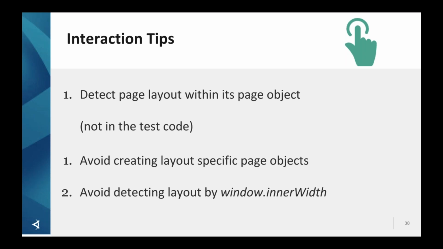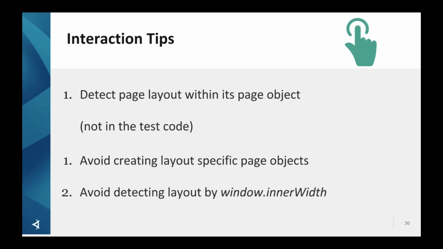You also want to avoid creating layout-specific page objects, so that you don't build a specific page for each layout of your application. The layout modes often share a similar DOM and layout structure, the only difference often being styles, visibility, and location of elements. So you want to keep that in mind, and you certainly want to avoid using the window.innerWidth property to determine where elements or button locations may be.